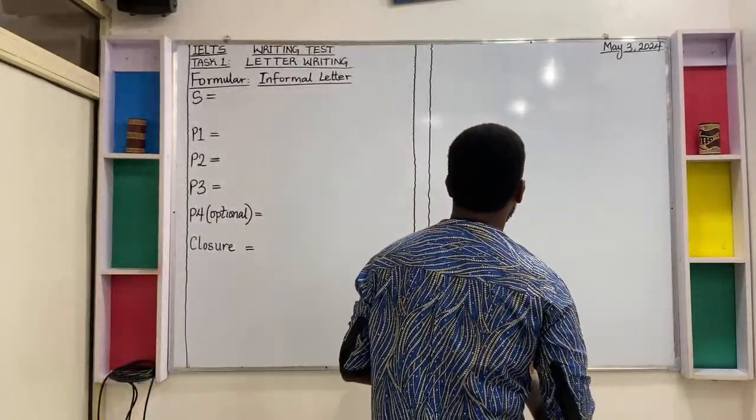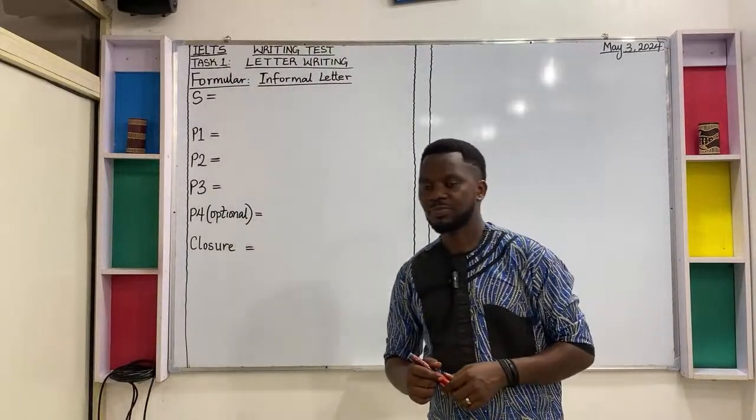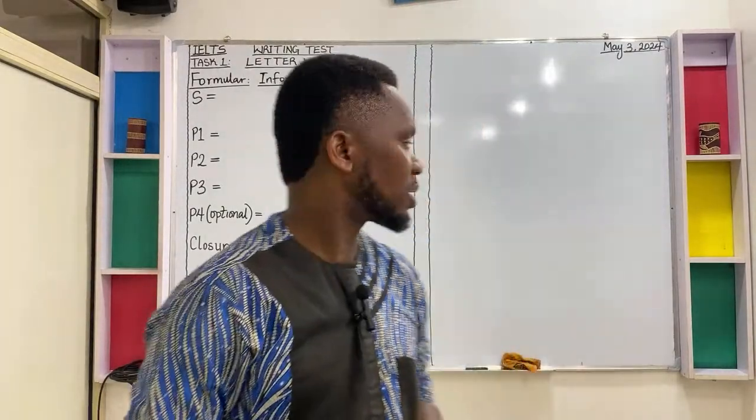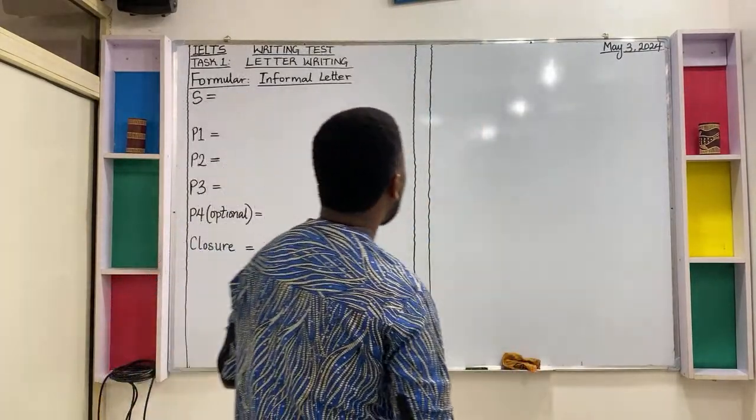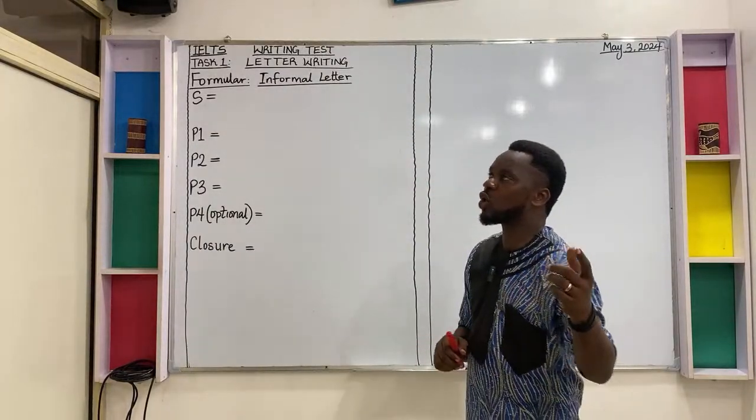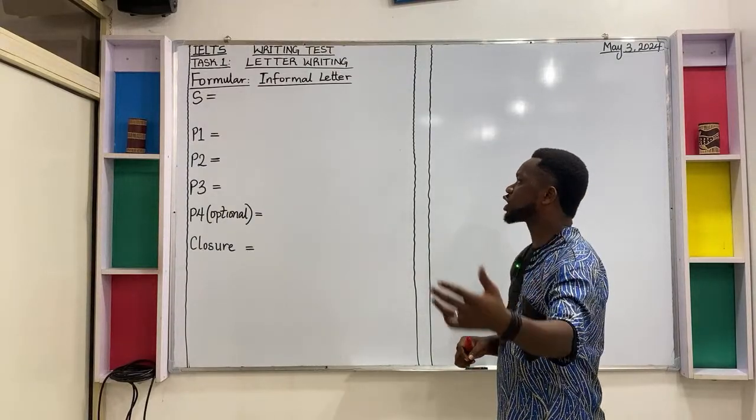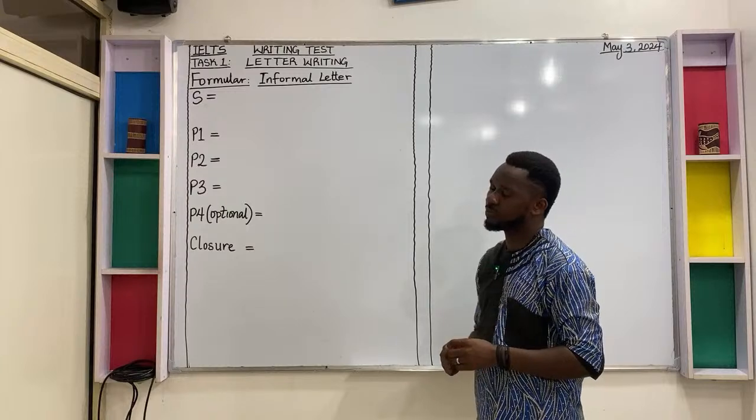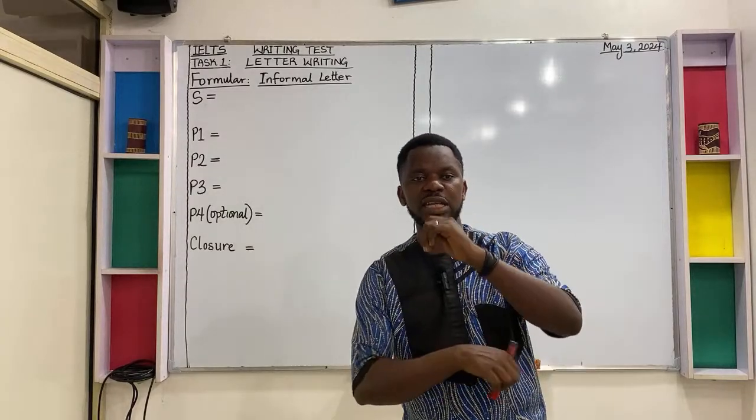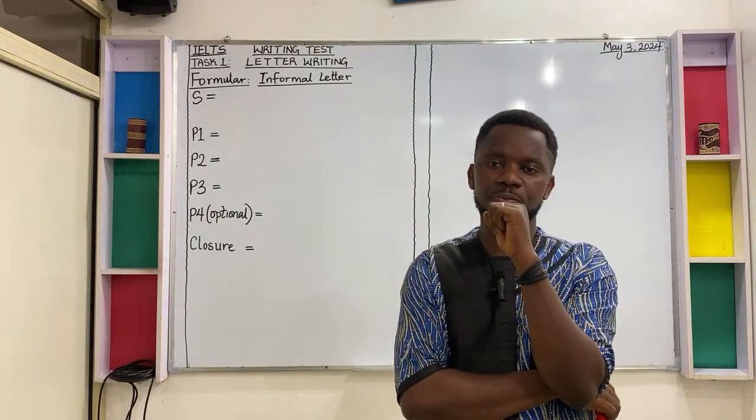Okay, that's very correct. All right. So informal letters are letters you write to people who are related to you, either by blood or by friendship.